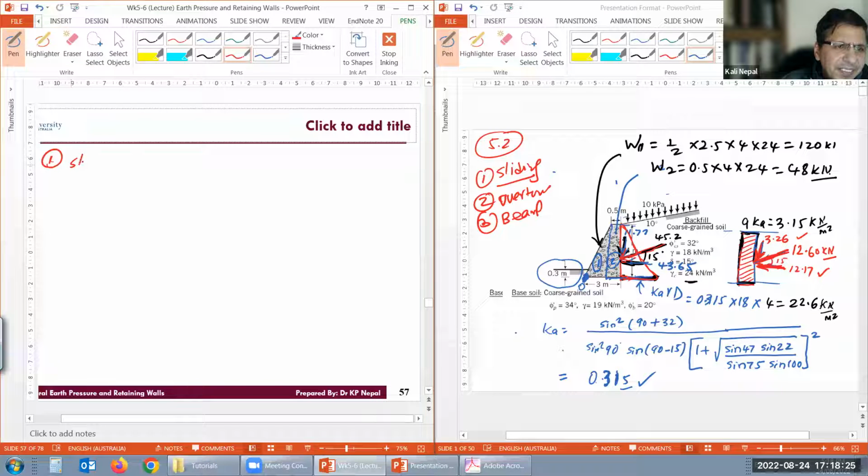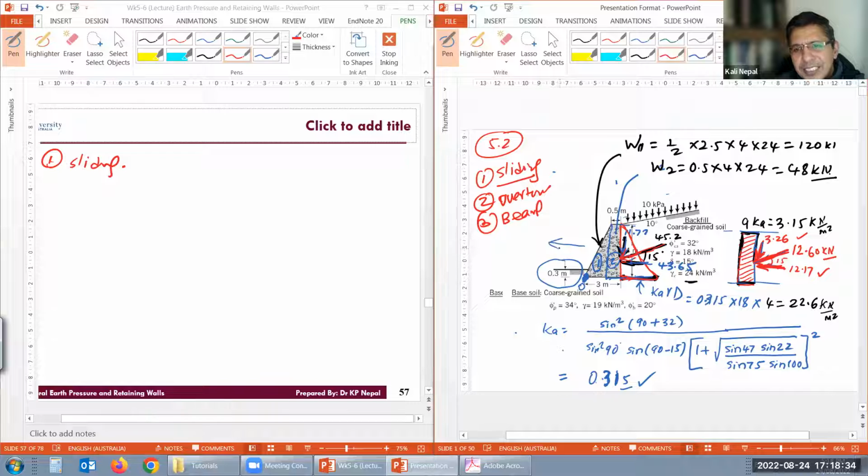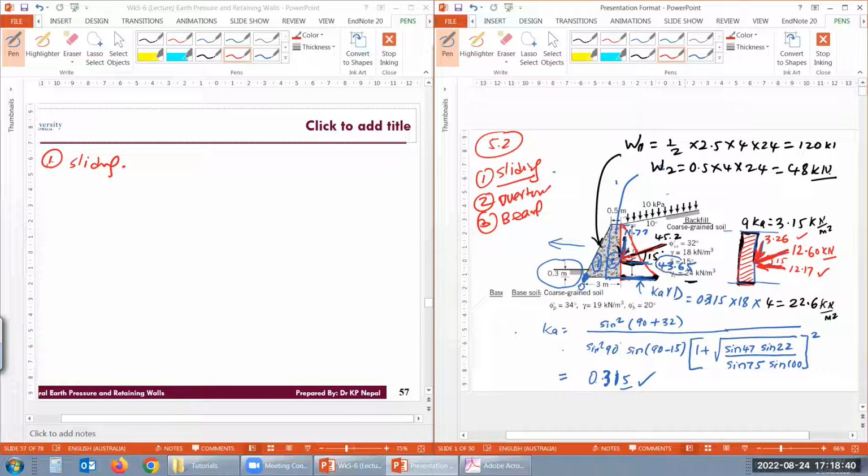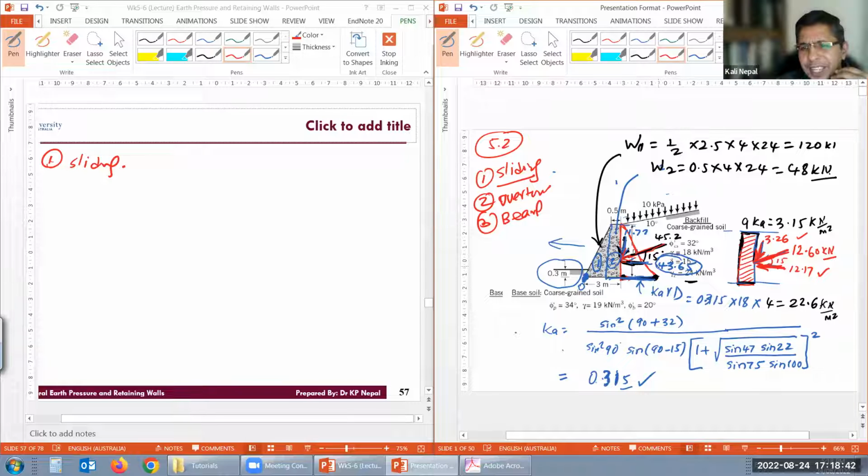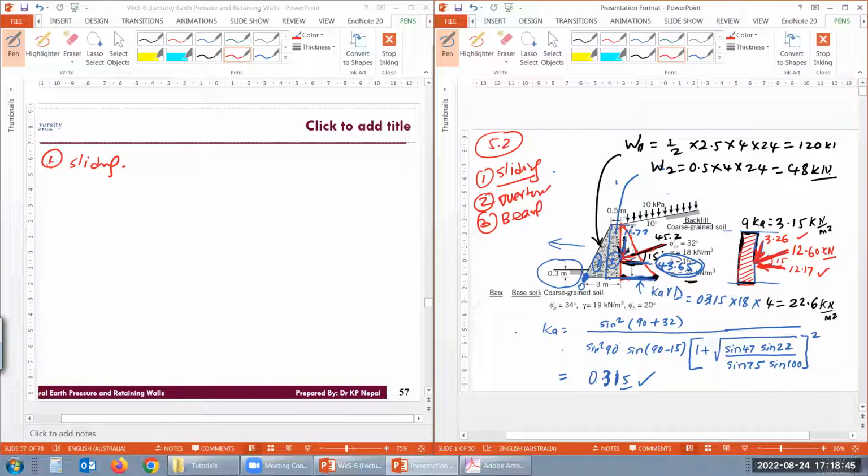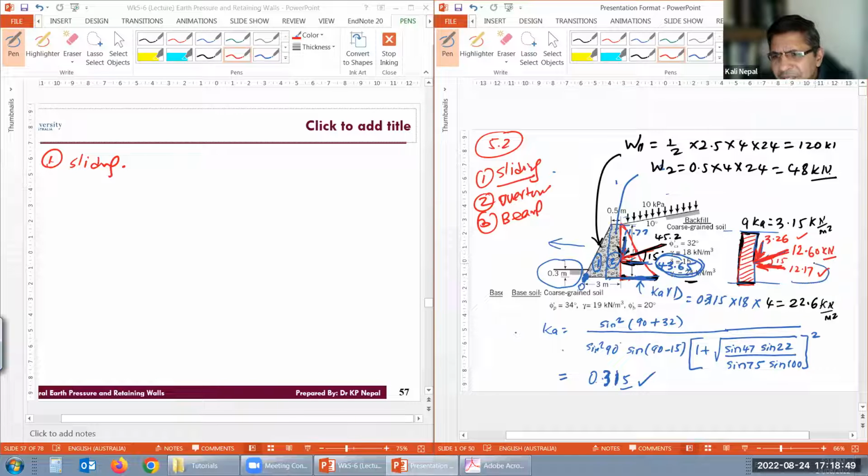One is sliding. What are the sliding forces? They're disturbing. What forces make this wall move that way? What are they? The horizontal component of that, yeah? And then the horizontal component of that, right? They push the wall out of the backfill, right? It goes this way.